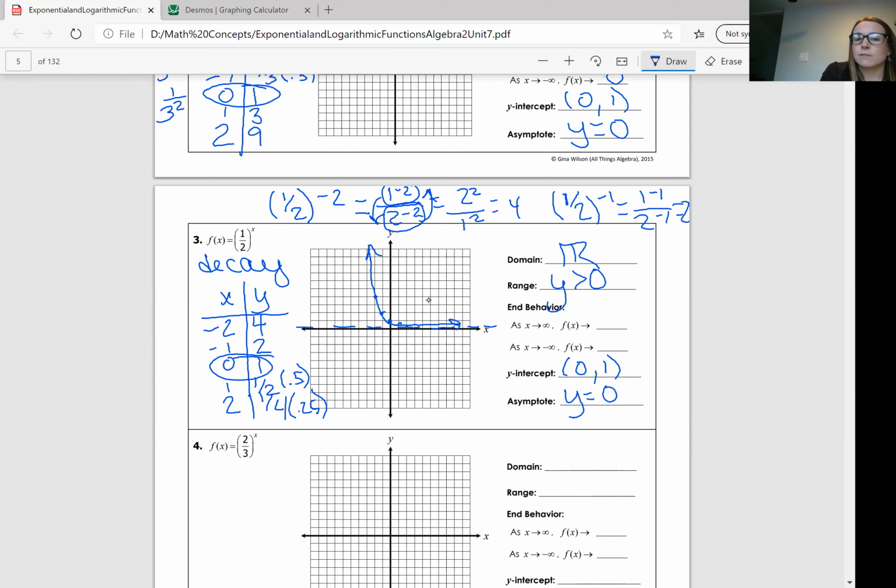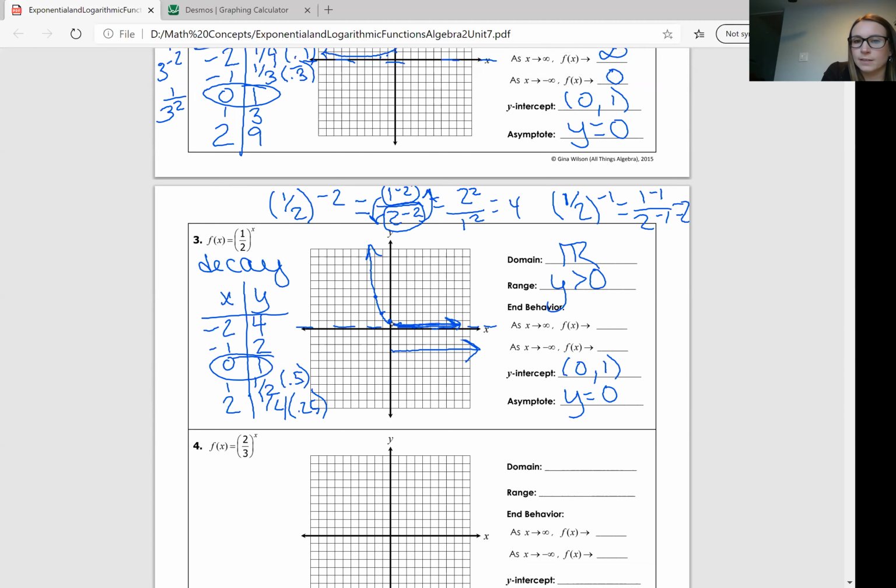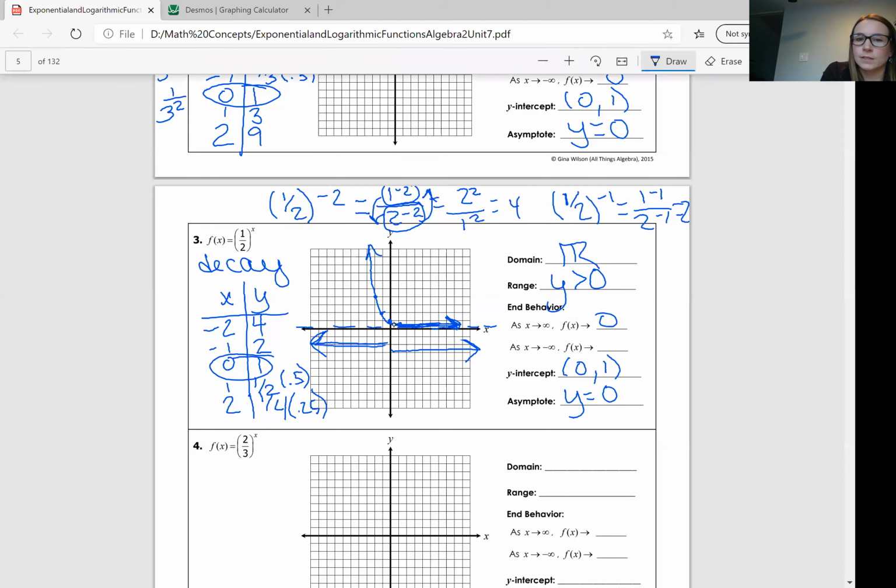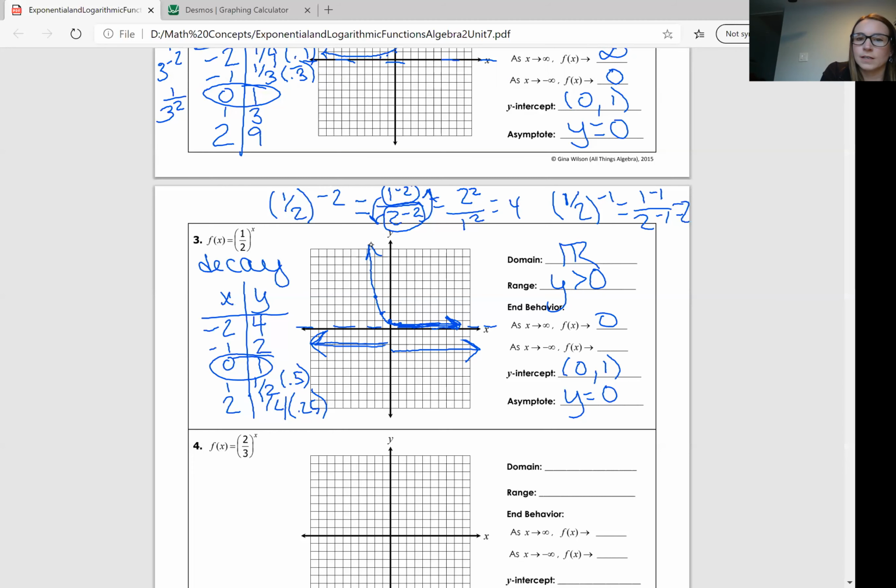As x approaches infinity, so that's these positive values. What's happening to this part of the graph? What's happening to your y values? Well, they're approaching 0. As x is approaching negative infinity, so this part of the graph, all right, what is happening to your y values? Well, they are increasing, right? Sorry, I'm trying to draw over this. It's not letting me. They're increasing. So we have positive infinity.